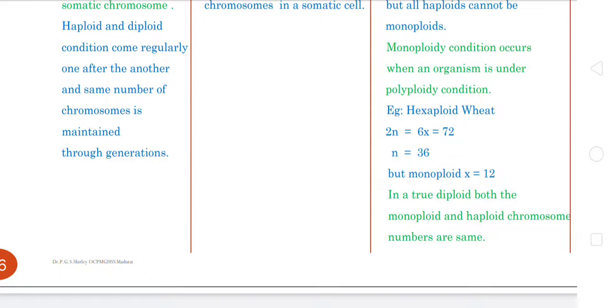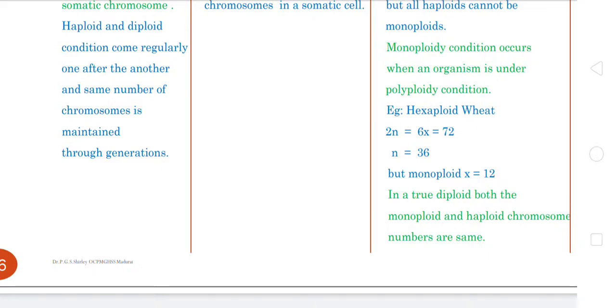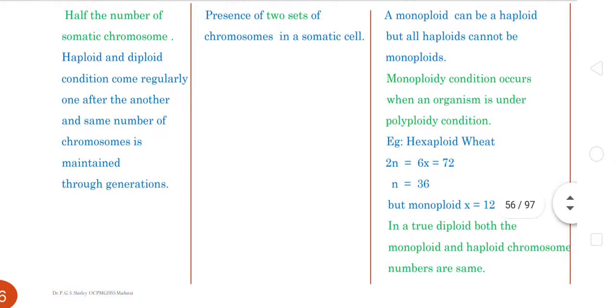In between, they give the 6 X's. 6 represents hexa, and X represents how many times they are going to increase. 12 multiplied by 6, we get the number of chromosomes as 72. So haploid is different from monoploid. Just half the number of chromosomes is called haploidy. That chromosome set, when multiplied, gives the same chromosome number, called hexaploidy. 6 into 12 is equal to 72. So all monoploids can be haploid, but all haploids cannot be monoploid.